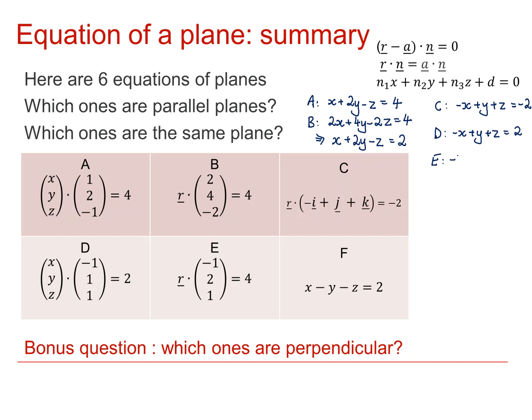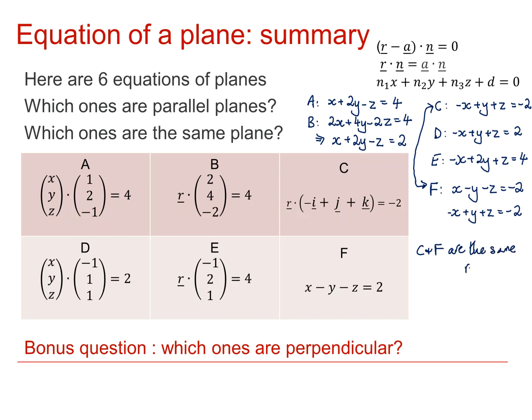Plane E is minus x plus 2y plus z equals 4, which is quite different from all of the others. And then plane F, x minus y minus z equals 2. Multiplying through by minus 1 gives us minus x plus y plus z equals minus 2. And you can see that C and F are in fact the same plane.